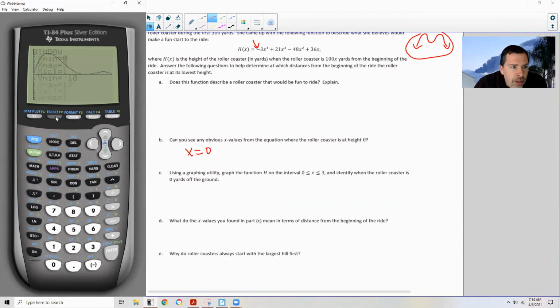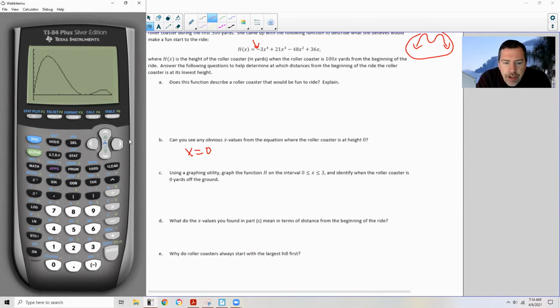x-axis. So I could adjust my window now and zoom in a little closer on this and make my y minimum negative 1 just so we can still see our axis. And I hit graph now. And now I've got a nice fit to it on the graph. And there is our roller coaster.